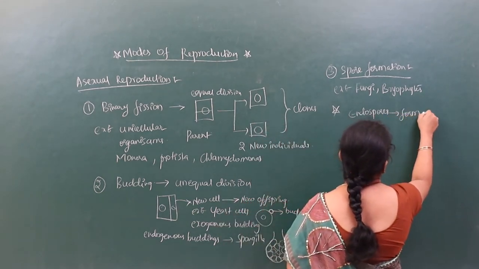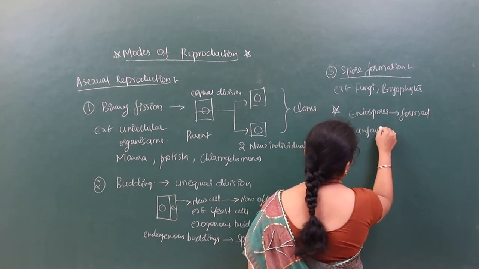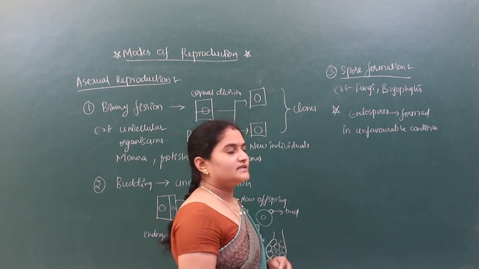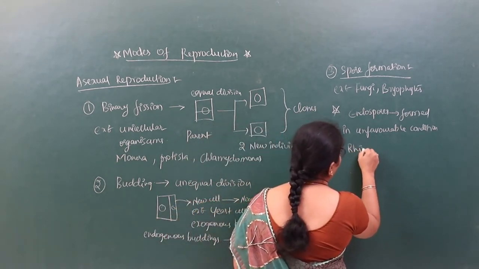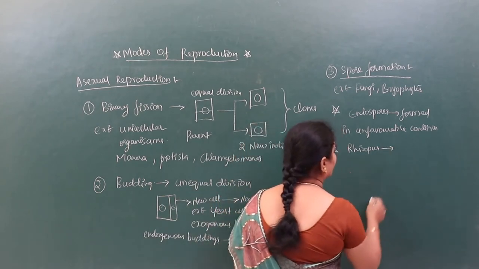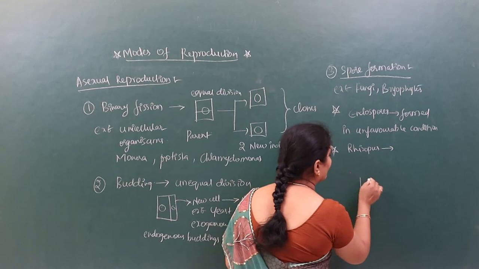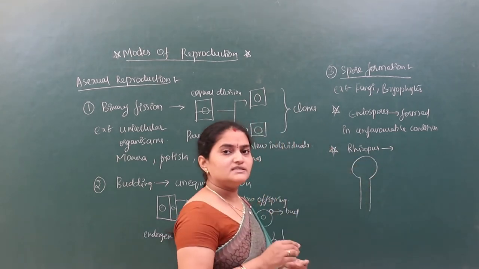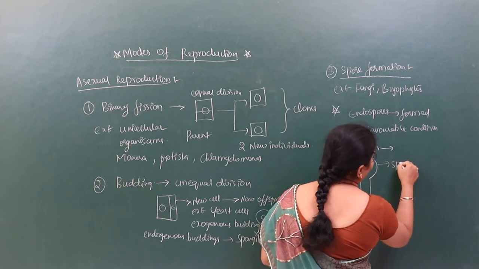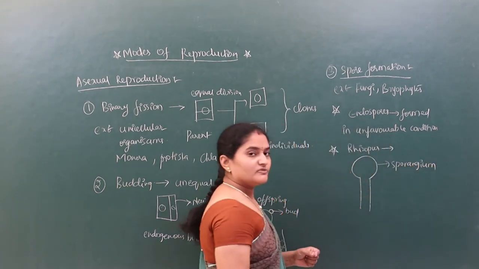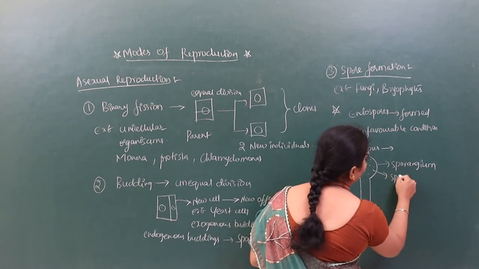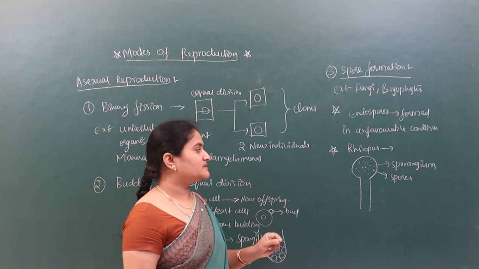These spores are formed in unfavorable conditions. Okay. So, consider Rhizopus. During unfavorable conditions, Rhizopus will form a sporangium, a knot-like structure present at the edge of the Rhizopus. This sporangium will have many spores. Many spores will be present inside the sporangium.